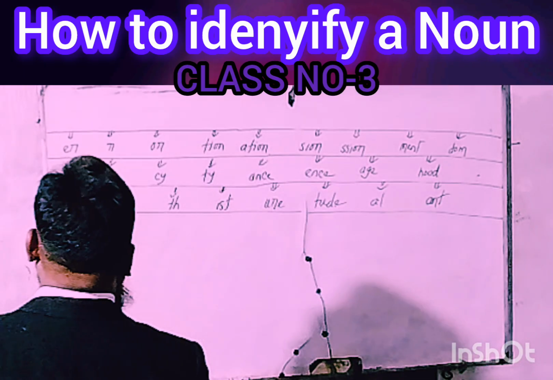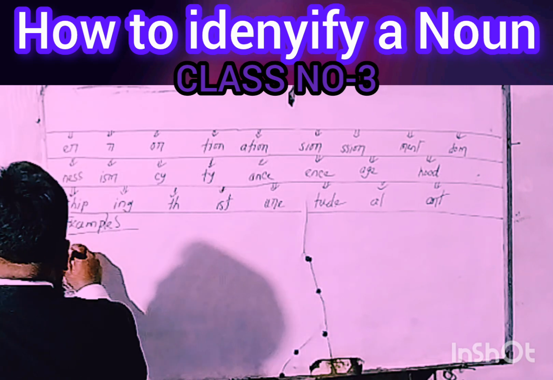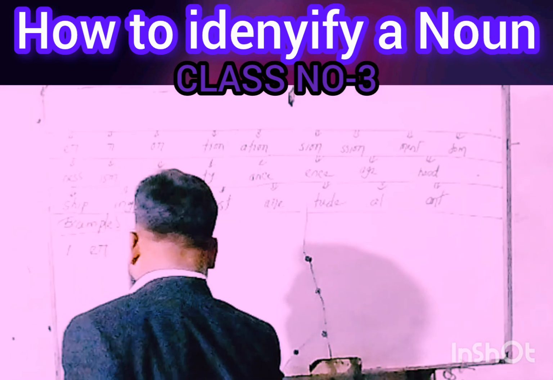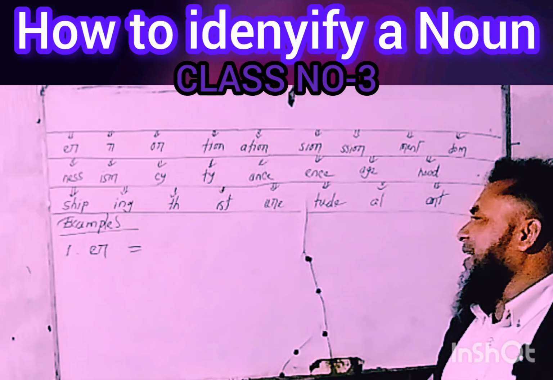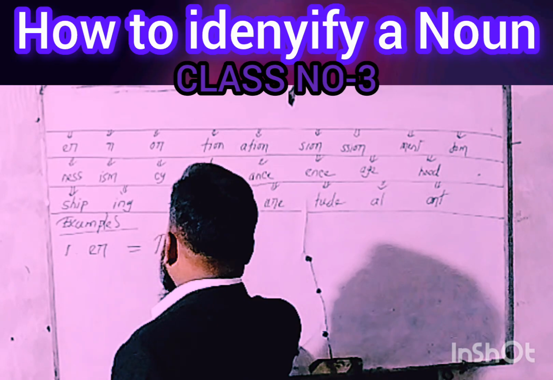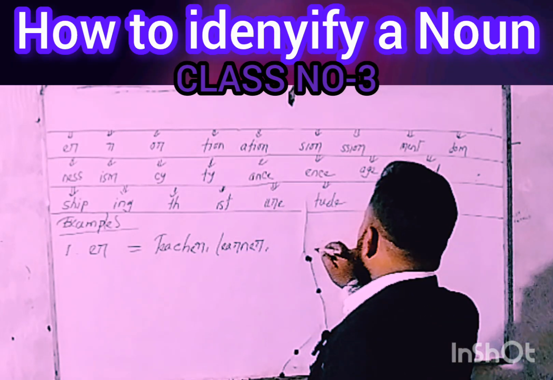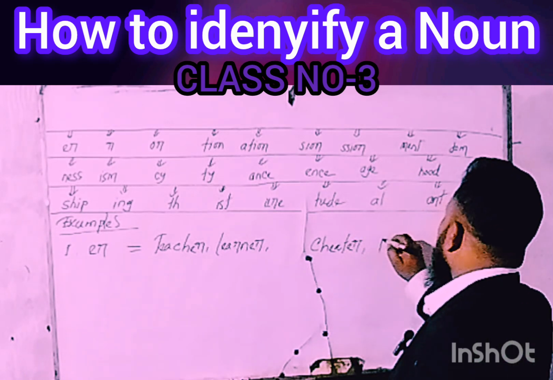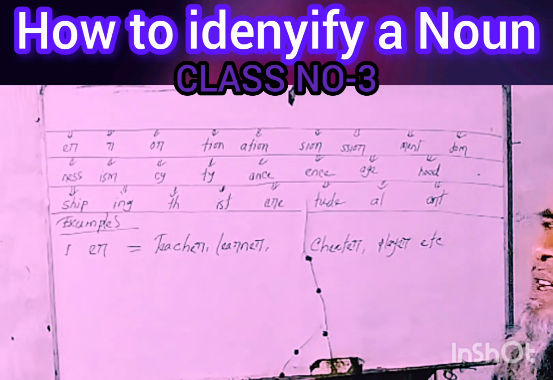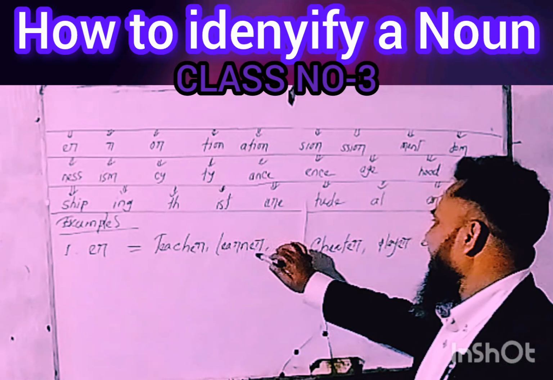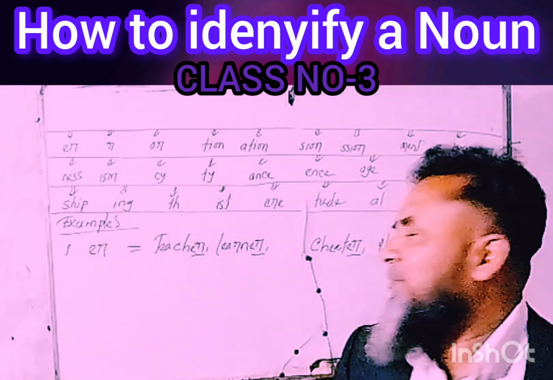Now I am trying to show you these suffixes with some examples. My dear learners, number one suffix is er. There are various kinds of nouns in our grammar which have er as a suffix, such as teacher, learner, player. Take a look at the board and try to understand. In all these words, teacher, learner, player, we can see the suffix er. Have you understood clearly?